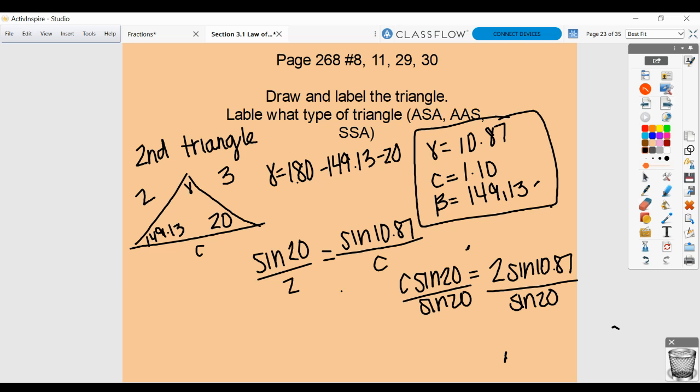Okay, so this video goes along with the homework, page 268, 8, 11, 29, and 30. Make sure you check to see if you have two triangles, if you have a side-side angle triangle.